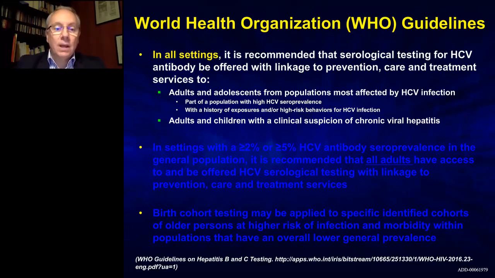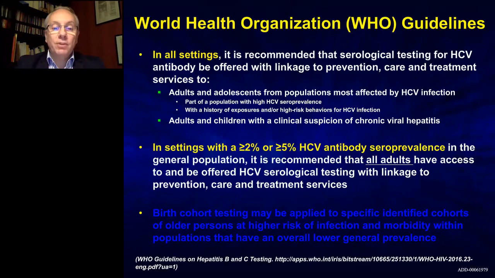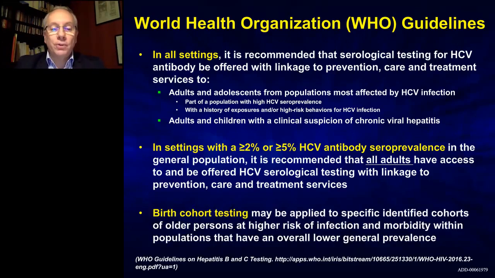Second point is that in settings where there is a more than 2% or a more than 5% HCV antibody seroprevalence in the general population, it is recommended that all adults have access to and be offered HCV serological testing with linkage to prevention, care, and treatment services. And finally, birth cohort testing may be applied to specific identified cohorts of older persons at higher risk of infection and morbidity within populations that have an overall lower general prevalence. This is a very detailed and precise guidance for HCV testing.